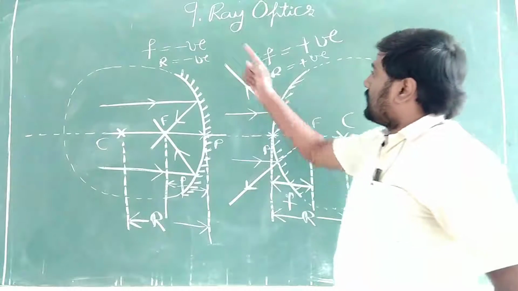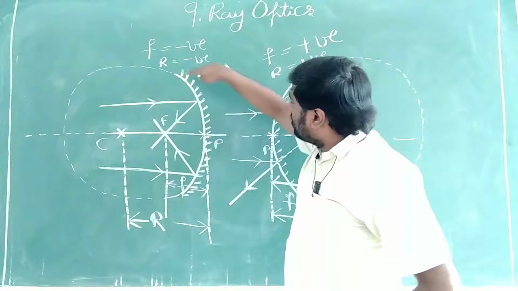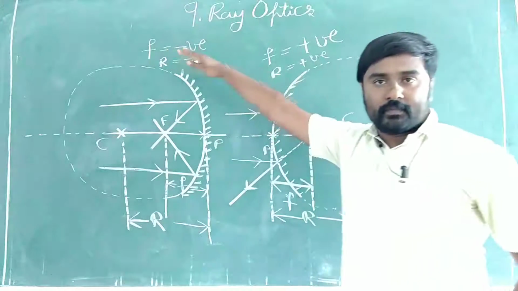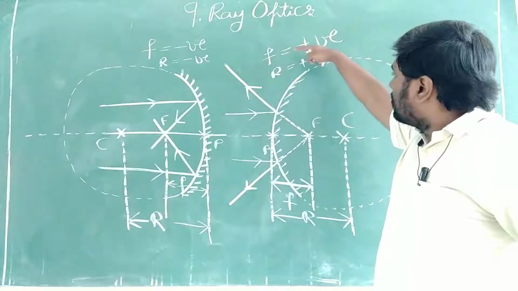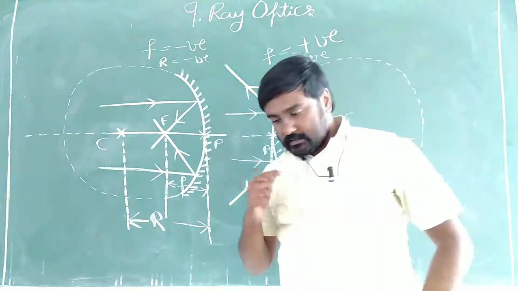The focal length and the radius of curvature of a concave mirror are negative, and the focal length and the radius of curvature of a convex mirror are positive.